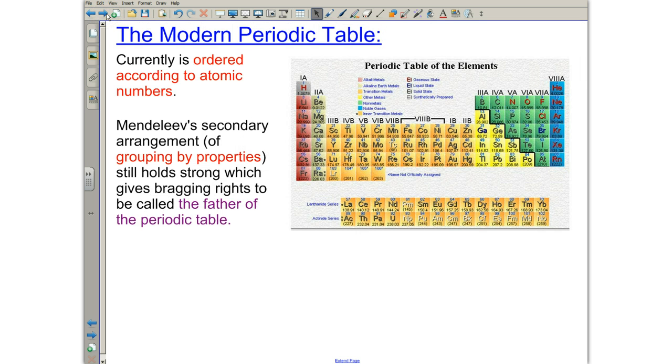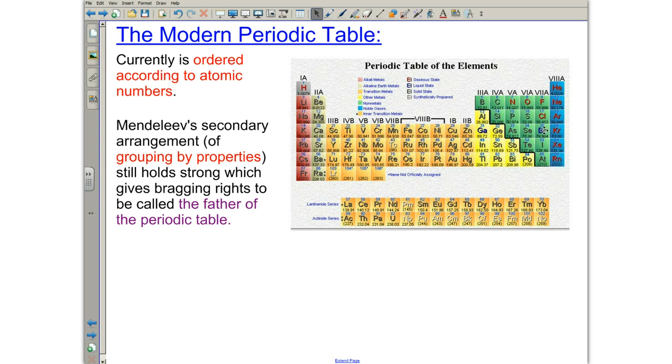The modern periodic table, however, is not organized by increasing mass. It's actually organized now by increasing atomic numbers. So as you go from left to right in a period of the modern periodic table, you'll see that based on the atomic numbers, 19, 20, 21, 22, etc., it's increasing in that way.